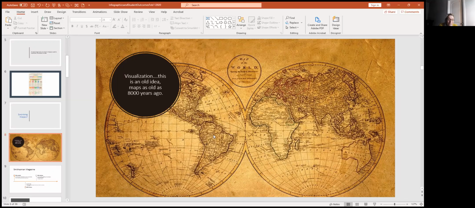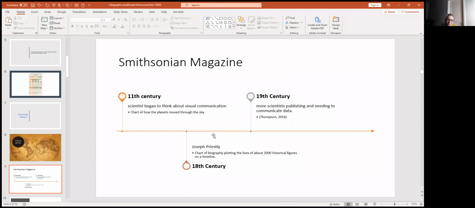So just to give you a little information, I didn't just think infographic, and that might be interesting. I said, what is an infographic, and what is the purpose, and what is the history? And I'll share a little bit with you about this history at this time. So visualization, this is an old idea, and maps as old as 8,000 years ago could be considered infographics, and we can see that. The Smithsonian Magazine talks about how in the 11th century, scientists began to think about visual communication and chart how the planets moved through the sky. And I think that's very interesting.